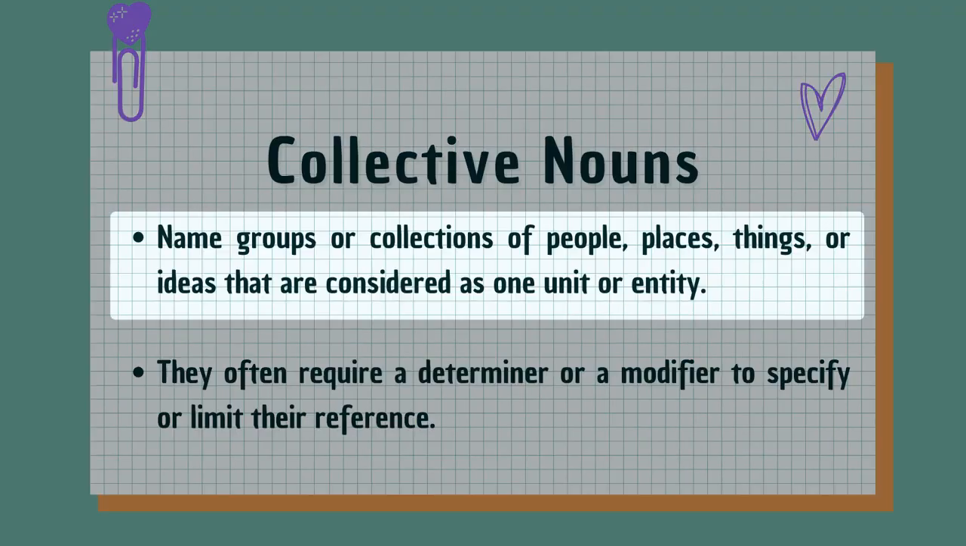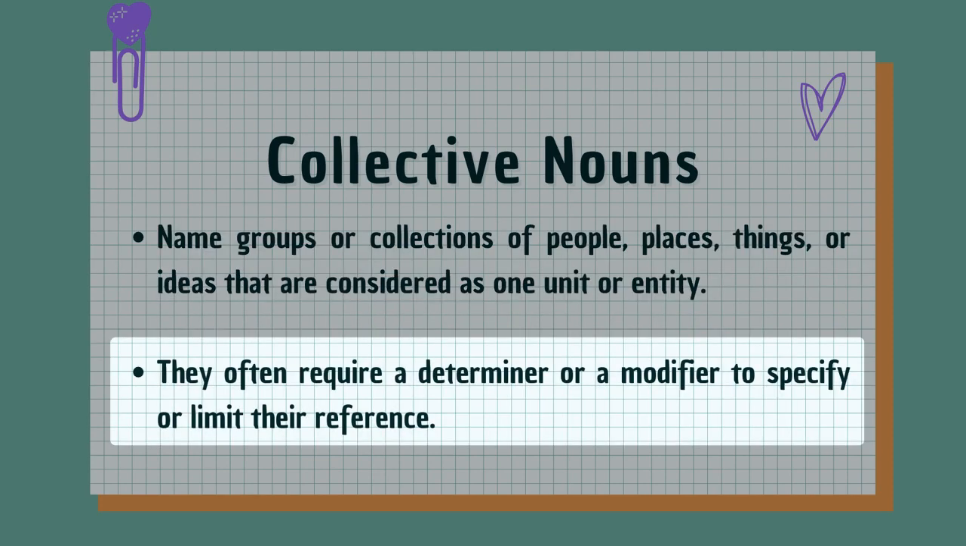Let's see about collective nouns. Collective nouns are nouns that name groups or collections of people, places, things, or ideas that are considered as one unit or entity. They can be singular or plural, depending on the context and the meaning of the sentence. They often require a determiner, such as a, an, the, some, any, no, etc., or a modifier, such as a number, an adjective, a possessive, etc., to specify or limit their reference.